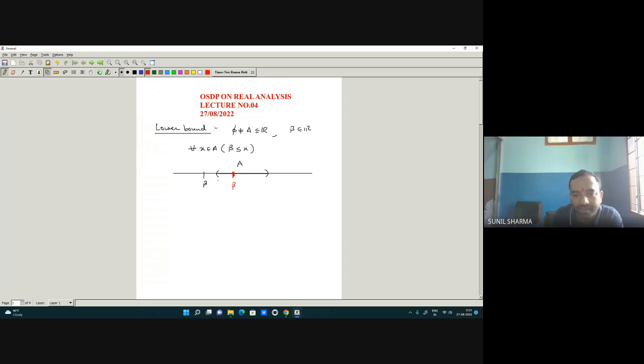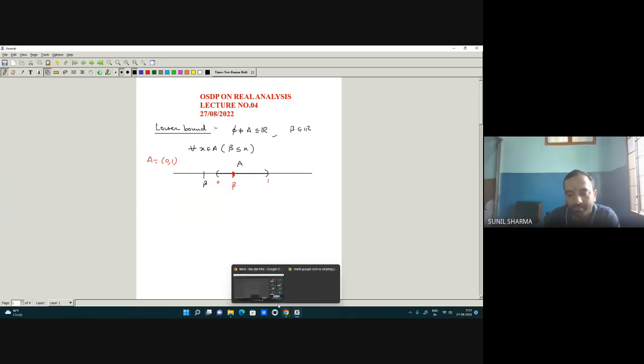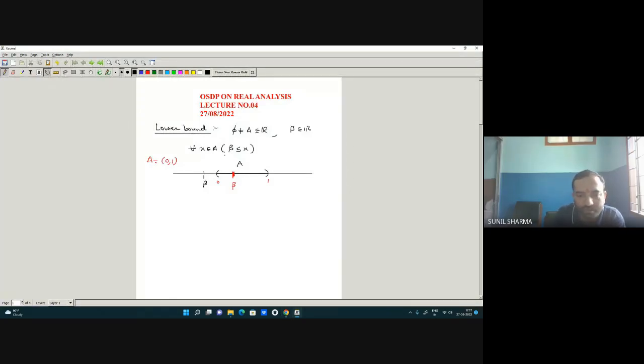If I take A to be the open interval (0, 1). Yes, any one of you? 0 plus beta by 2. So 0 plus beta by 2 belongs to set A, and it is less than beta. So beta is not a lower bound for this set.